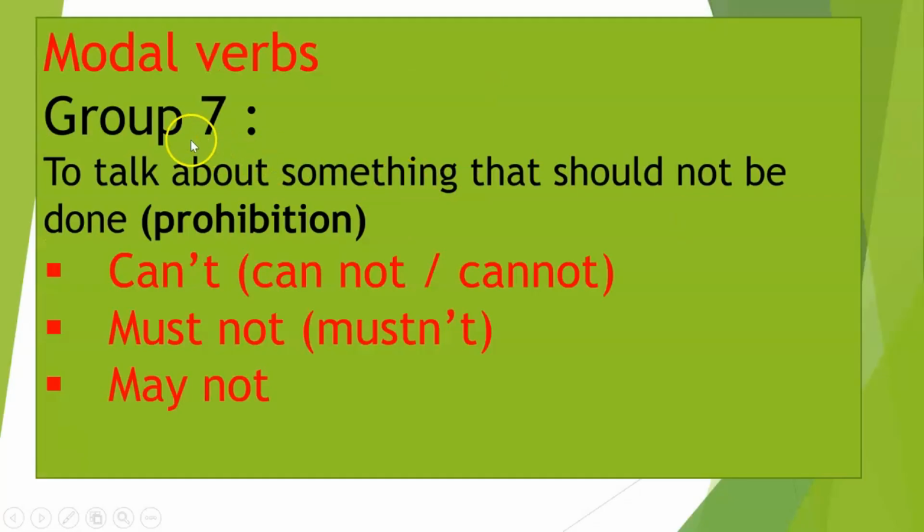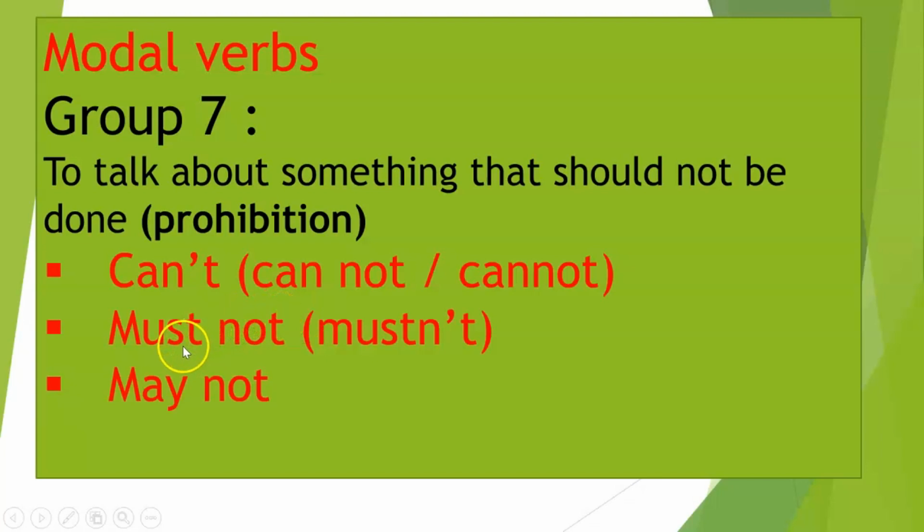Let's go to use number 7, to talk about something that should not be done. This is what we call prohibition. So we can use words such as can't or cannot, like this. We can separate these two words like that. These are 3 different ways to express the word.